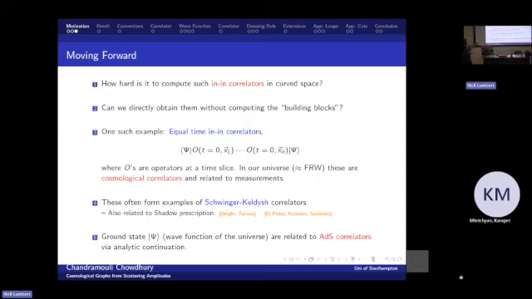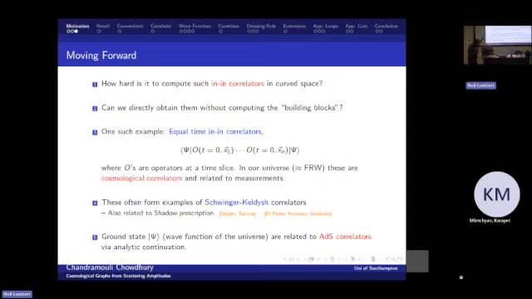And it has a name, it's called equal time in-in correlation functions, because they're simply operators which are inserted on a given time slice at various spatial points. And in FRW universe, these are often called cosmological correlation functions. People say they're related to experiments, but as far as I know, it's not beyond 2 points as of now. So we should wait more for experiments.